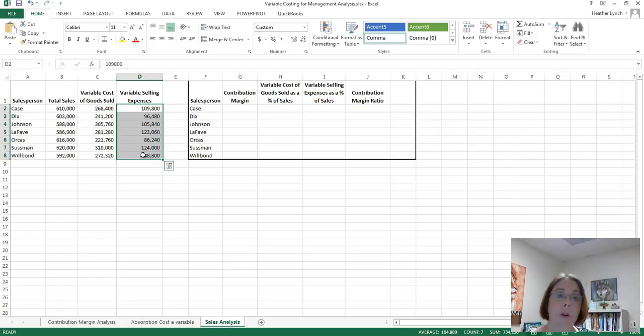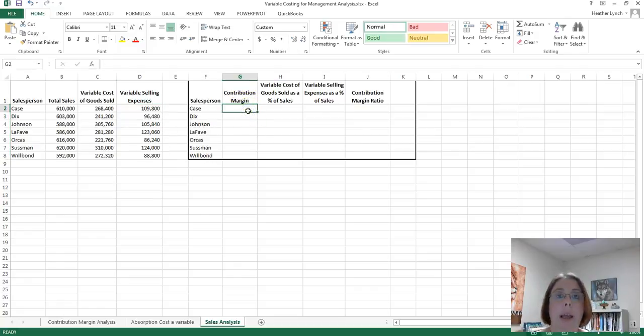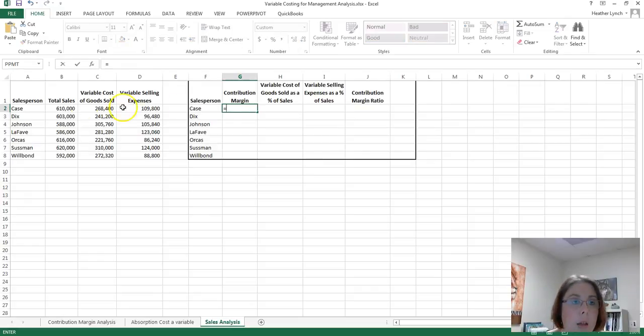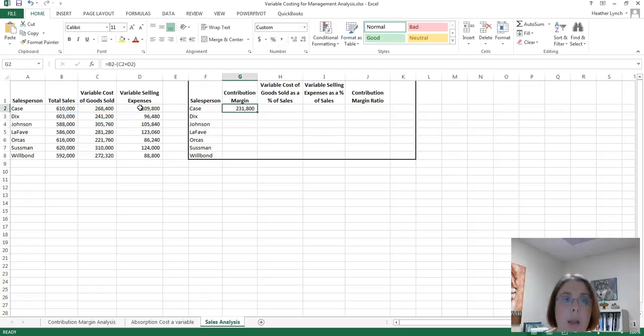Okay, so first what we want to do is find out their contribution margin. And again, remember, contribution margin is the difference between your sales and your variable cost. So we're going to take our sales minus the difference of your variable costing. We have two variable costings, our cost of goods sold and our selling expenses. So for Case it was 231,800. I'm going to do one more before I just copy it straight down.